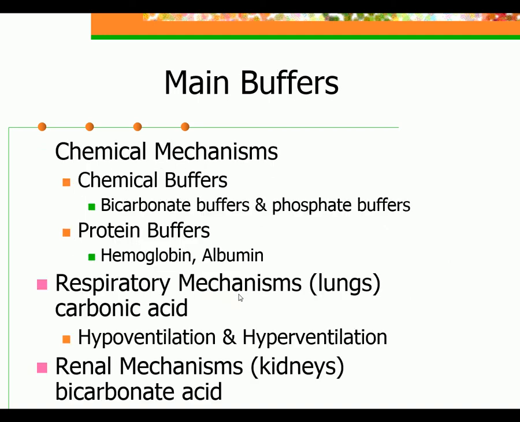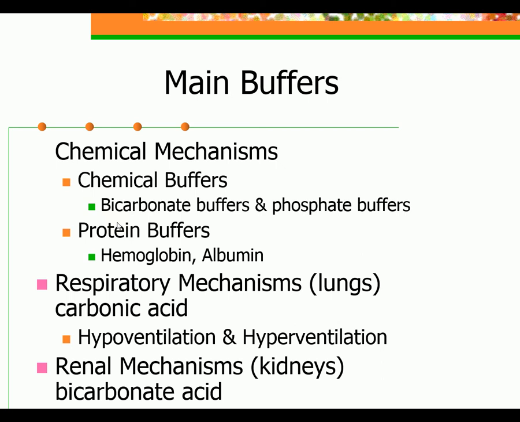All righty. The main buffers. You have your chemical buffers: bicarbonate buffers and phosphate buffers. These will react rapidly, as well as your protein buffers, which are hemoglobin, albumin, and globulins. Those will be the things that react immediately, trying to help you out. But that's only temporary. That's only going to last for a short time. Then we're going to turn to our kidneys or our lungs as our buffer system. And depending upon the system that's broke, the other system will kick in to help, right?